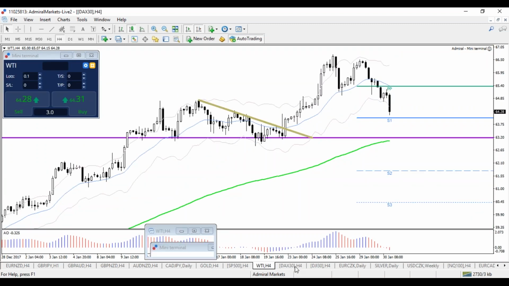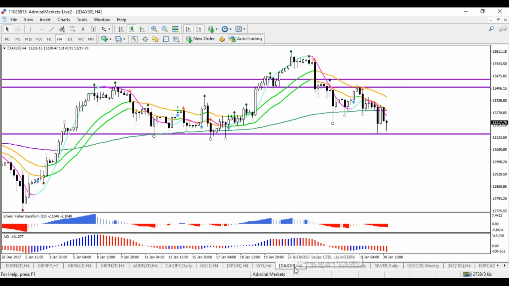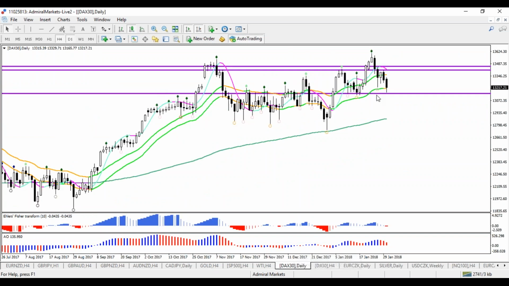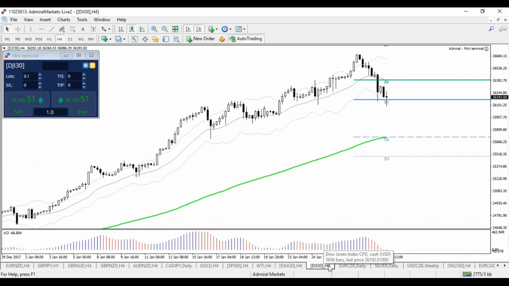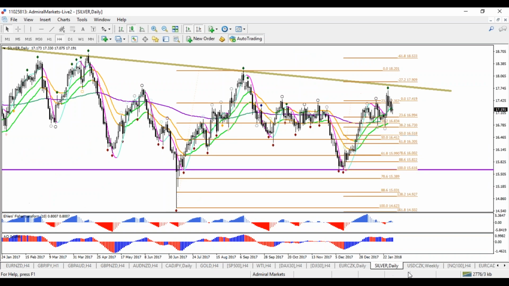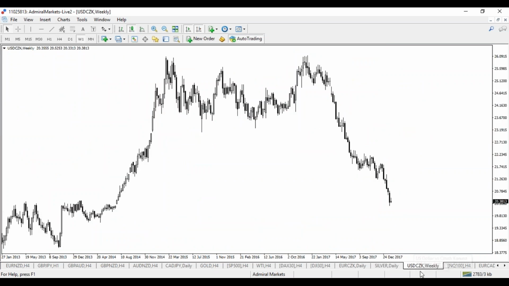Oil finally making some downside. DAX, two lower lows and lower highs, but at support as well at this moment. Looks more like a bouncing spot, even though price has moved down lower. This eventually, I think, could make a retest of this resistance zone.